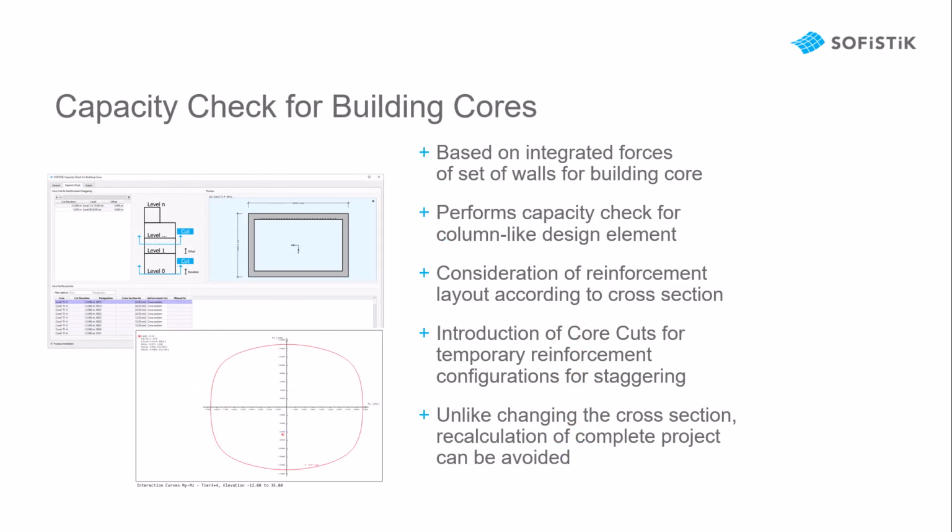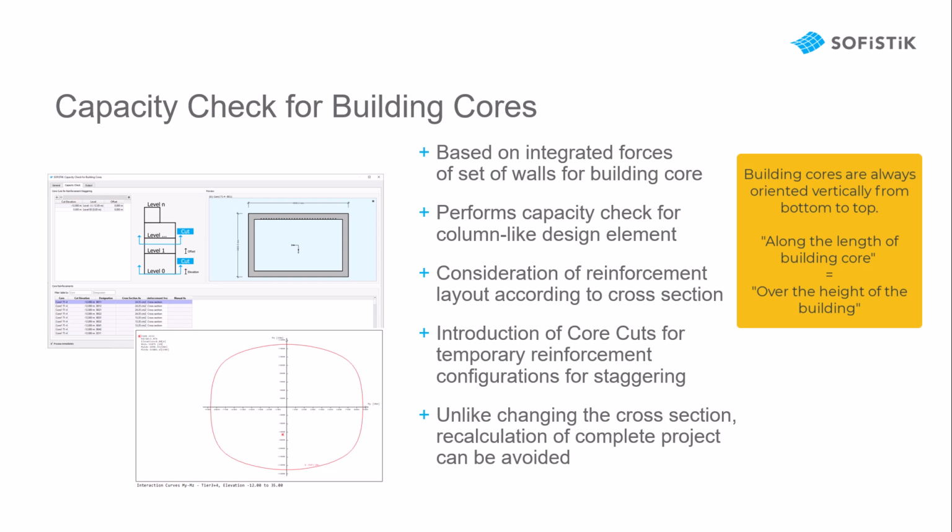The capacity check is based on the integrated forces from the quad elements of all walls associated with a building core. Thanks to this new type of design element, a column-like experience for a collection of walls becomes possible. The calculation of the capacity is performed under consideration of the reinforcement, as specified in the cross-section editor. However, it is possible to define so-called core cuts to introduce reinforcement staggering along the length of the building core.